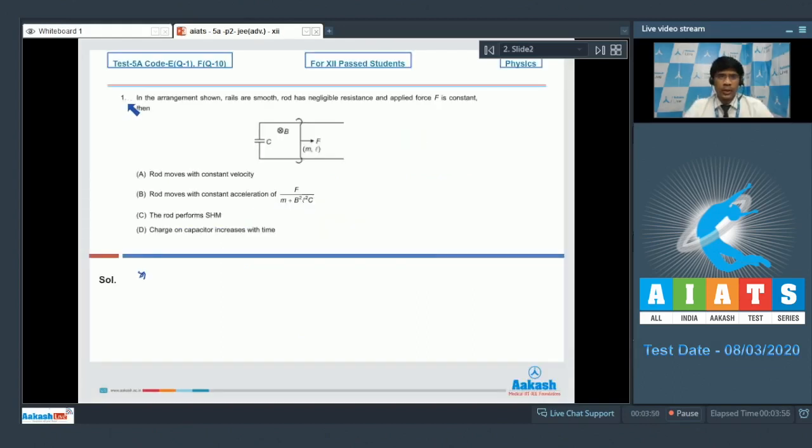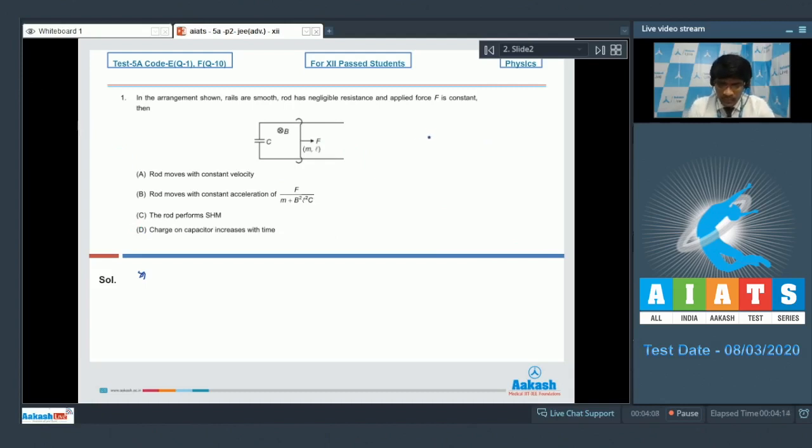Here in question number 1, in the arrangement shown, rails are smooth, rod has negligible resistance and applied force F is constant. Then this is the particular arrangement. The capacitor is connected here and the rod is actually being pulled by a constant force F. So let's figure out which of the given options are actually correct.